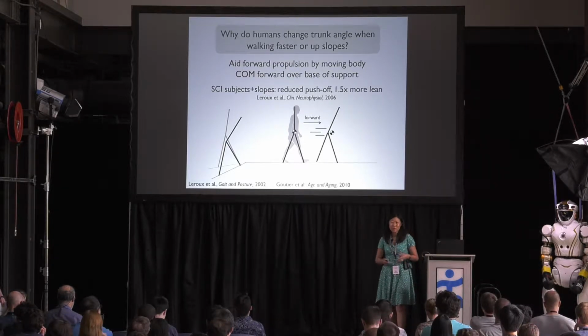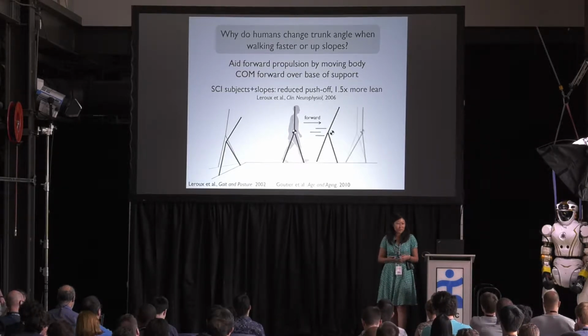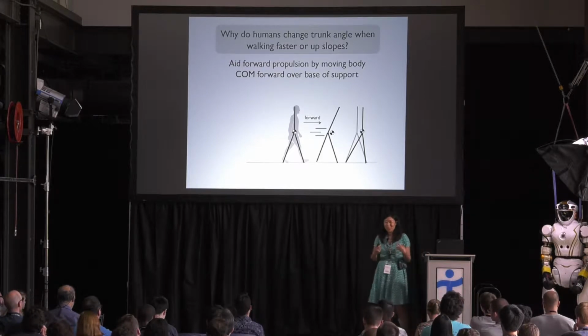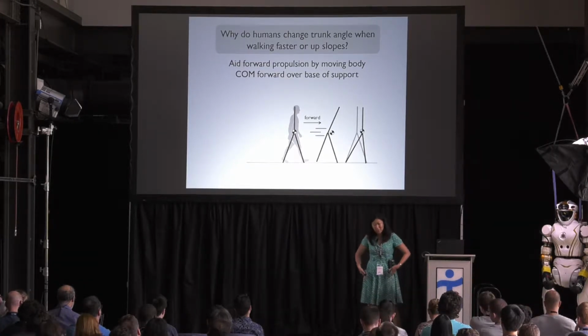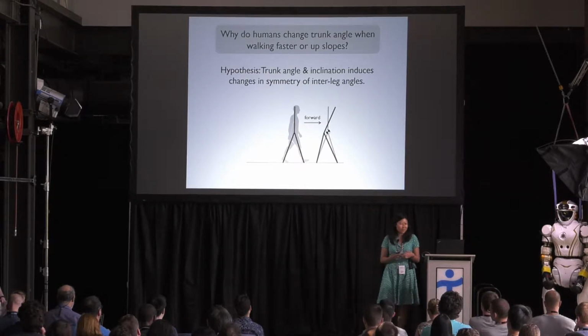So when you think of trying to move your center of mass forward, there's a couple ways you can do this. You can simply move your trunk forward. You can also keep the angle between your legs symmetric, or you can shift your body forward and then keep your trunk upright. Or you can do a combination of these things.